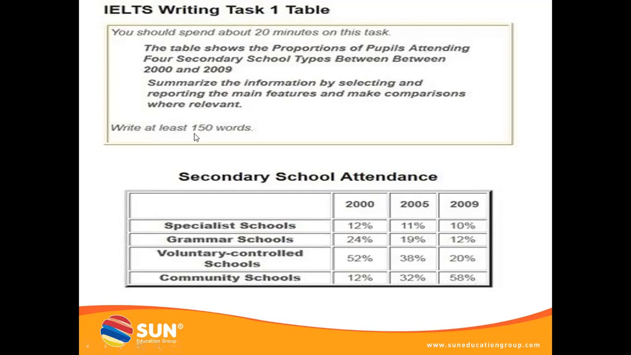And you need to write at least 150 words. And you should spend about 20 minutes. And I usually suggest my students to start with finishing writing task 1 because you only have 20 minutes and the data is there. You only need to identify what are the key information, the key features.